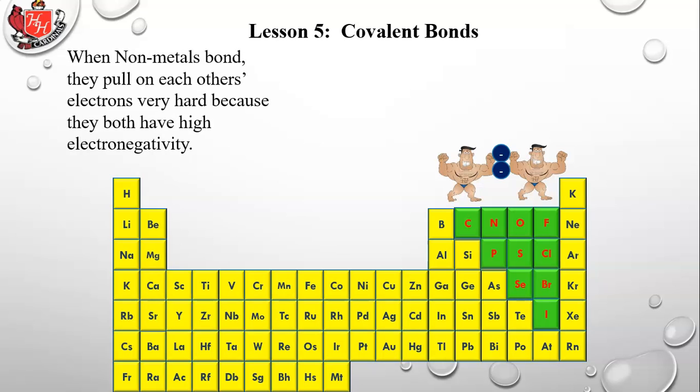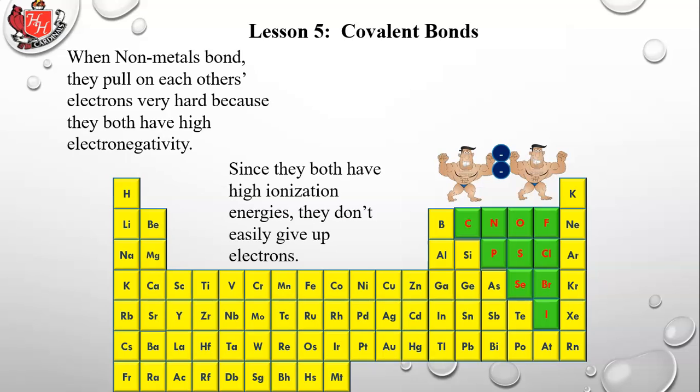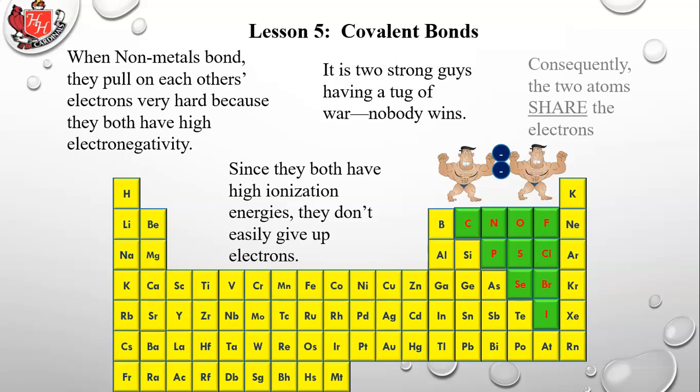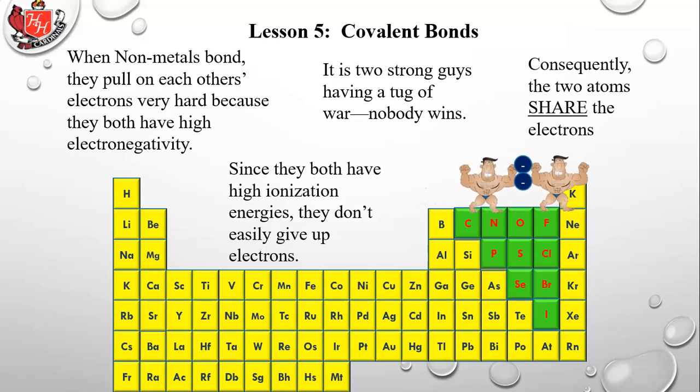So when nonmetals bond, they pull on each other's electrons very hard because both have high electronegativity. Since both have high ionization energies, they don't easily give up their electrons. It's two strong guys having a tug of war. Nobody wins. Consequently, the two atoms share the electrons.